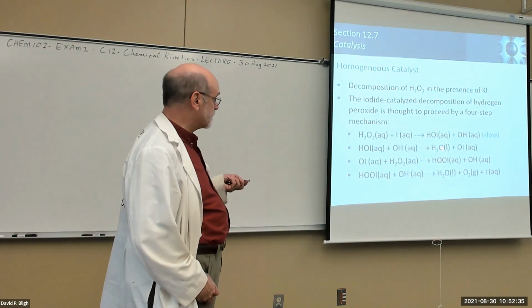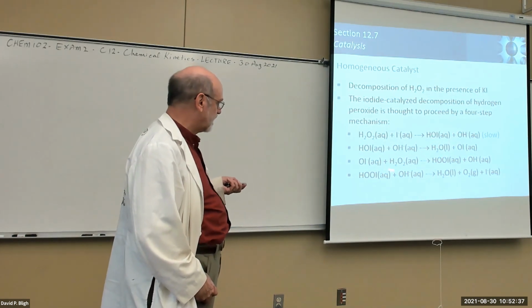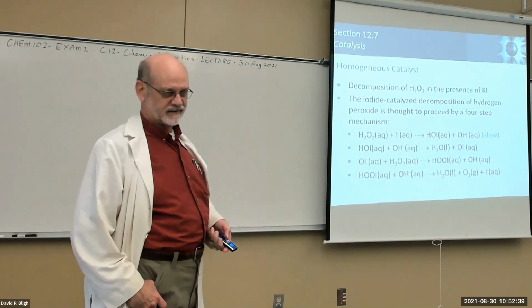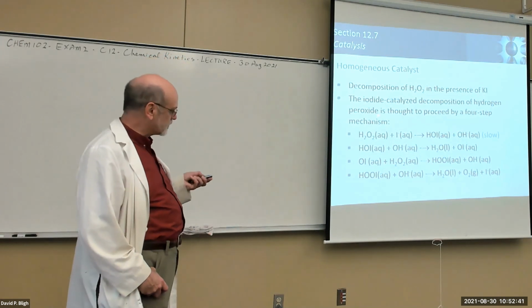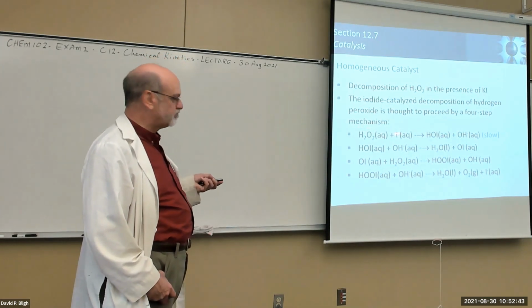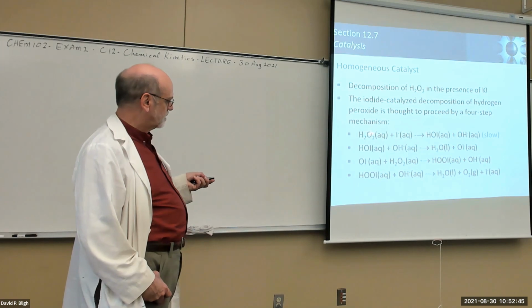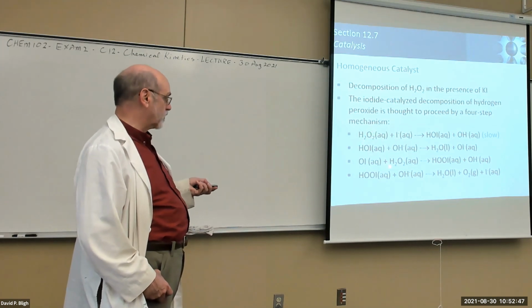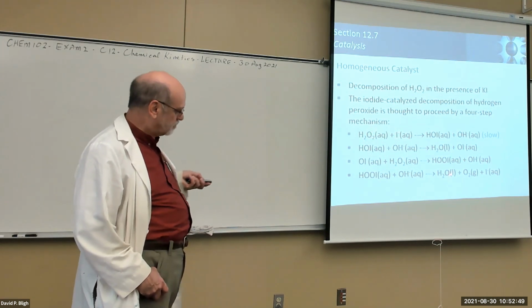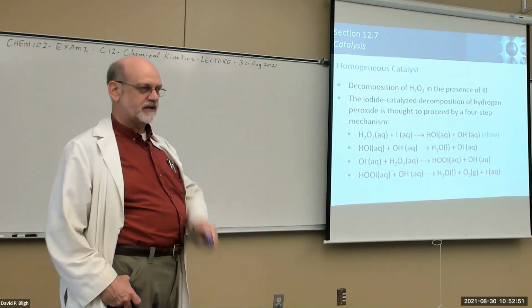Now, an intermediate would be something that forms inside and doesn't come out the other end. But the catalyst starts with the first mechanism. I guess it's possible it could be an intermediate, but it comes in, and it goes out unchanged.